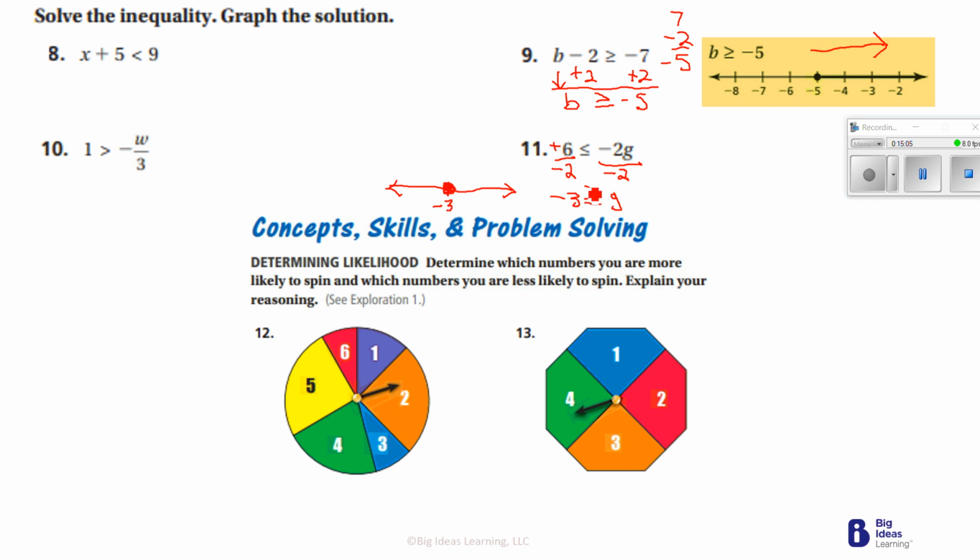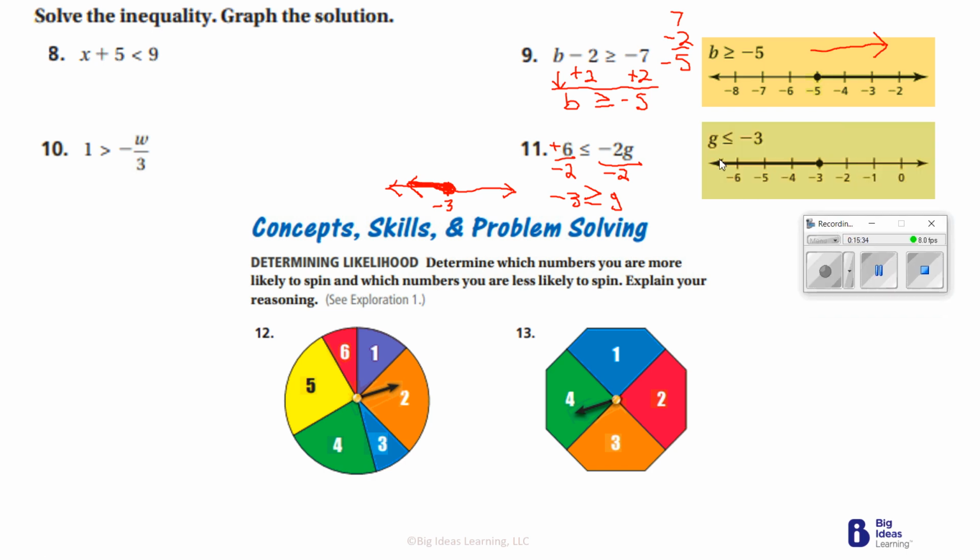And I'm sorry, g is smaller than, right? Because this is saying -3 is bigger or equal to g. So that means g is smaller than -3. Then I've got to shade in all the numbers that are smaller than -3. Smaller means to the left on my number line, so my arrow will go in this direction. Let's see how I do.